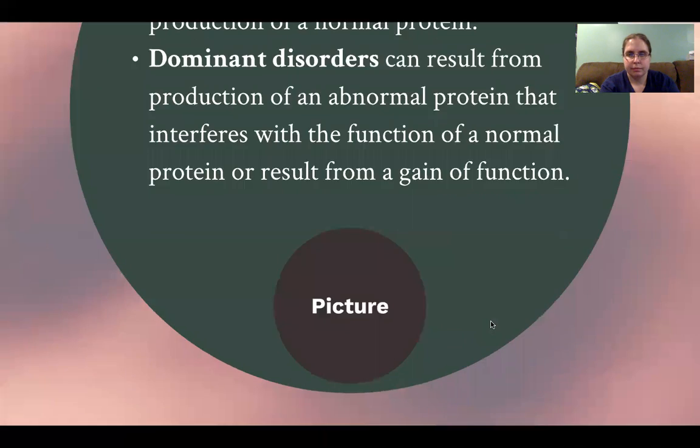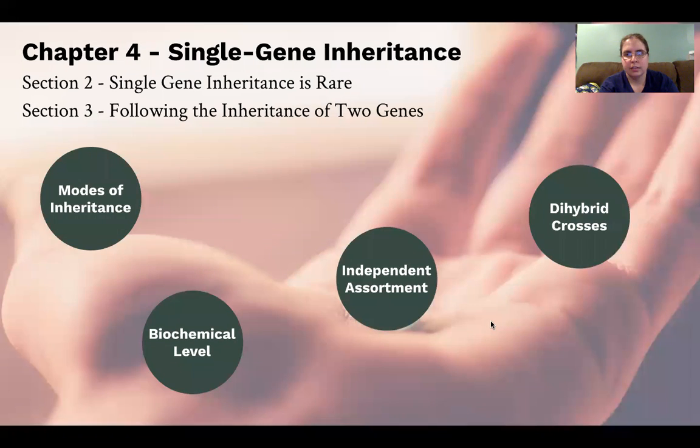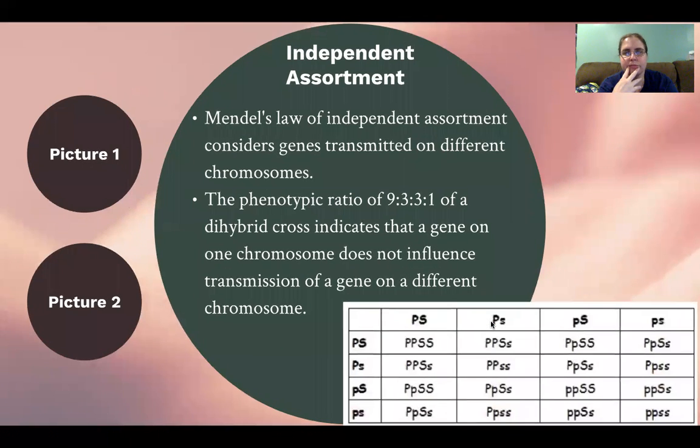All right. Let's talk about independent assortment. This is another one of Mendel's laws. Now, Mendel's law of independent assortment considers genes transmitted on different chromosomes. So what we're looking at now is what we call a dihybrid cross. So we're looking at two genes on completely different chromosomes. They're not ones that necessarily affect each other.